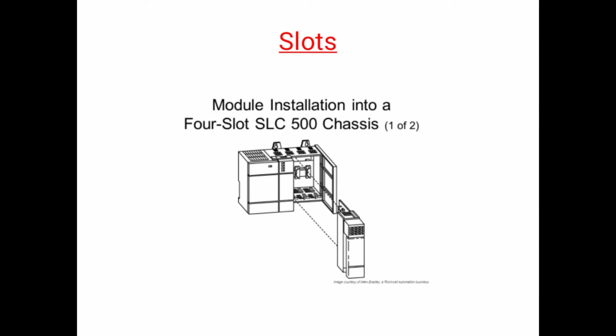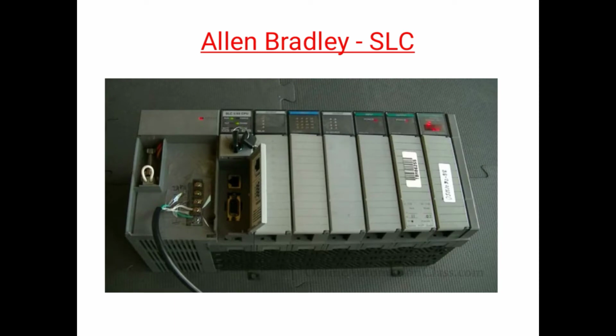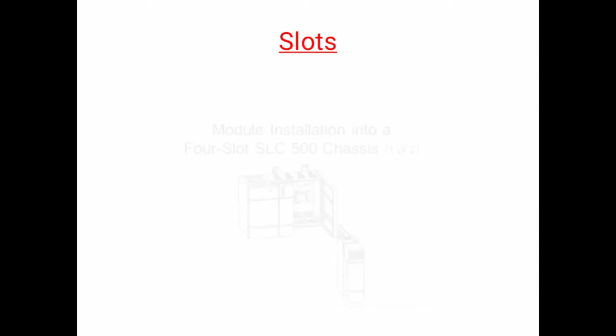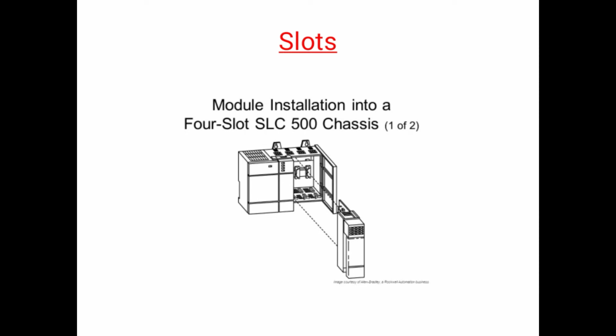Before that, we can see this slide. Here you can see a module installation into a 4 slot SLC 500 chassis. So this is a 4 slot chassis. You can see this is the input card that is inserted in this chassis. There are input cards, as you can see in the last slide that I showed you. This is Allen Bradley SLC. So there are a number of slots, and in these slots the input cards are inserted. We can take out the input card, we can insert the input card. You can see from this diagram how we insert the card.